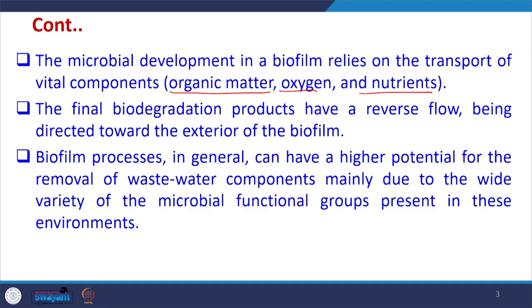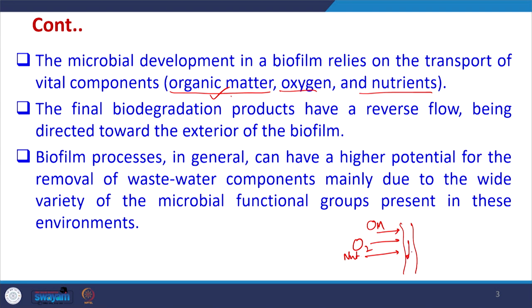The final biodegradation products have a reverse flow. That means, first the wastewater containing the organic matter will go inside this biofilm, along with that oxygen also has to go, and nutrients also have to go if they are not present in the organic matter itself. Then the degradation will happen inside the biofilm. Suppose this is the biofilm, so we have organic matter which should go, then oxygen, and also nutrients if they are not present, should go inside this biofilm.